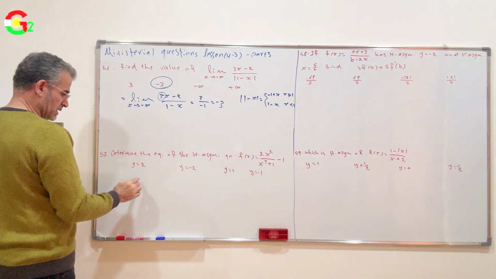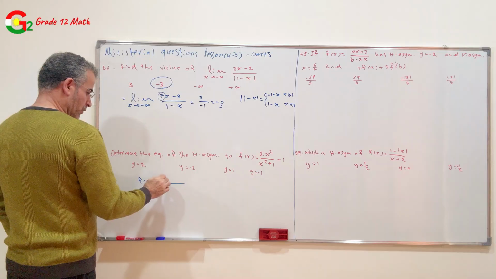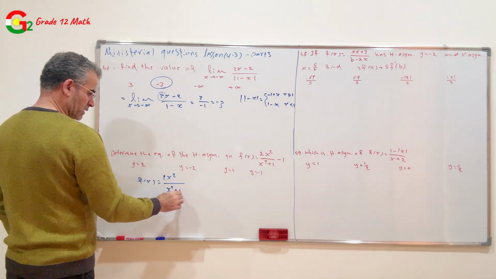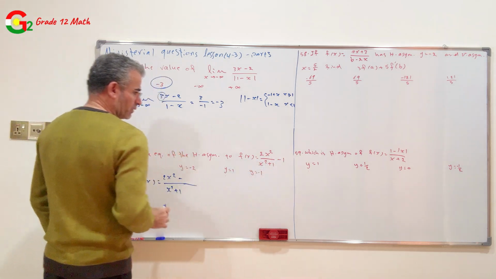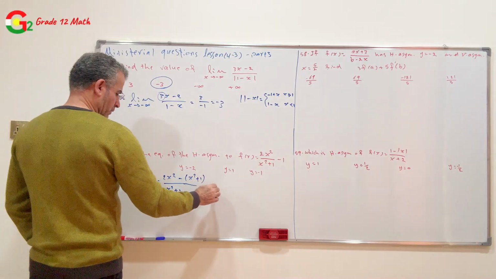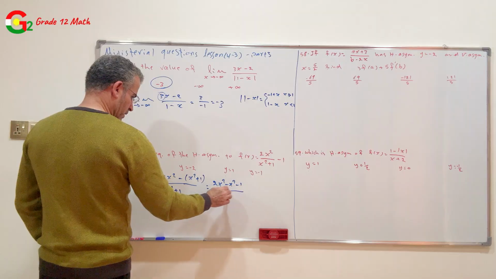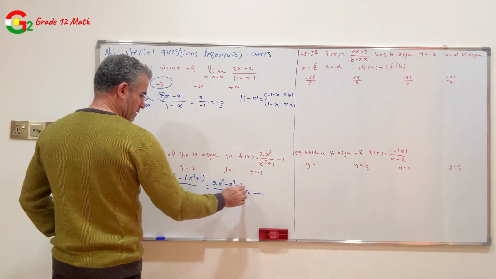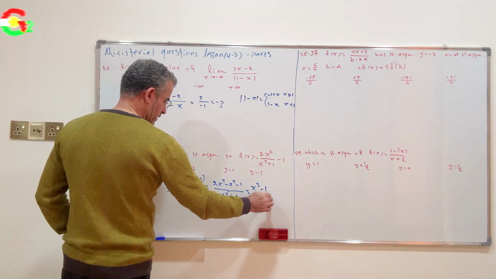Rewrite this function as f of x equal to 2x^2 over the common denominator x^2 + 1, minus 1 times (x^2 + 1) over x^2 + 1, equal to (2x^2 - x^2 - 1) over (x^2 + 1), equal to (x^2 - 1) over (x^2 + 1).